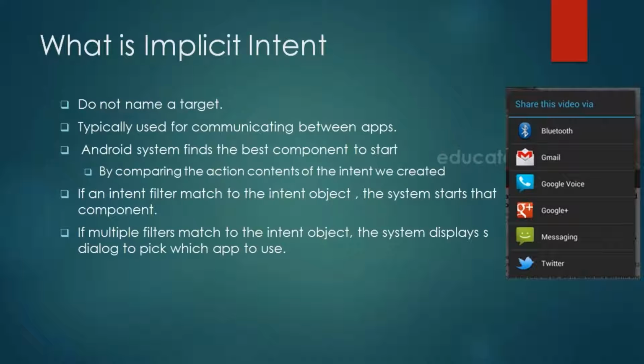Implicit intent is typically used to communicate between applications where we do not provide any target name. So if you don't give a target name, how does it find it? The Android system itself will decide the best component, meaning it is going to find the best component to perform this particular task, the job we are trying to do. And if an intent filter matches that particular intent object, the system will start the corresponding component of the other application we are looking for. If it matches more than one intent filter, then it will automatically pop up a dialog and ask the user to choose the best application to finish the task.